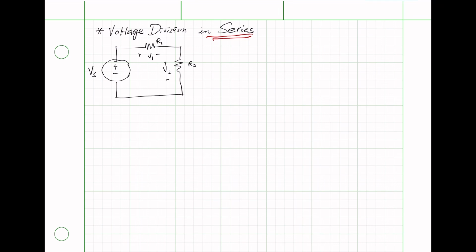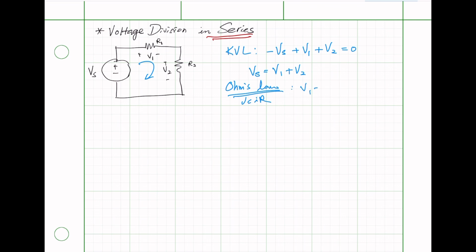Okay, so let's do KVL in here. Negative Vs plus V1 plus V2 equals 0. Then if you move Vs to the other side, Vs equals V1 plus V2. Now what we're going to do, we're going to use Ohm's law to find V1 and V2. What is Ohm's law? V equals IR, right? V1 equals R1 and I. Where is I? This is I. And V2 equals R2 times I.